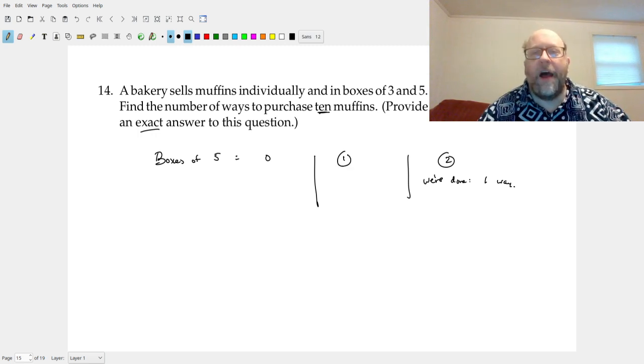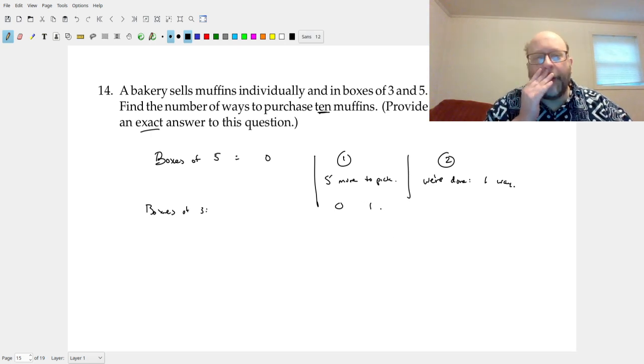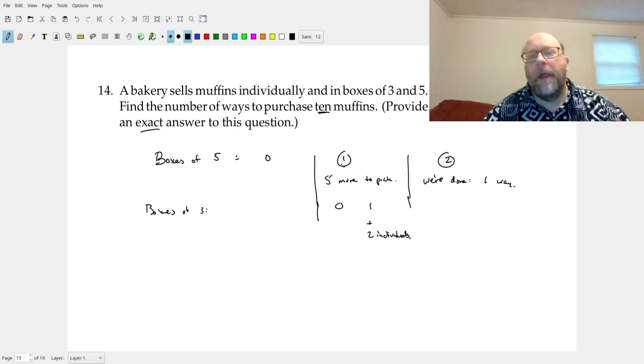If we have 1 box of 5, we have 5 more to pick. So if we look at boxes of 3, we could have 0 or 1 box of 3. We couldn't have 2 boxes of 3 because that would take us up to 11. And so then the rest would have to be made up with individual muffins. This would be 5 plus 3 is 8, and then plus 2 individual muffins. And 1 and 0 would be still 5, so we would need 5 individual muffins.